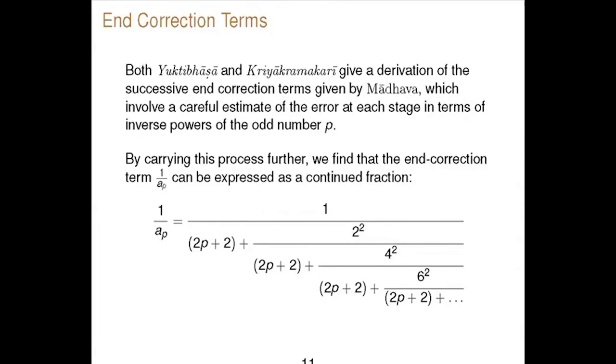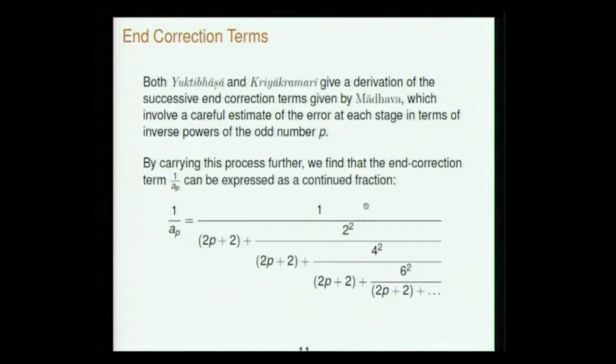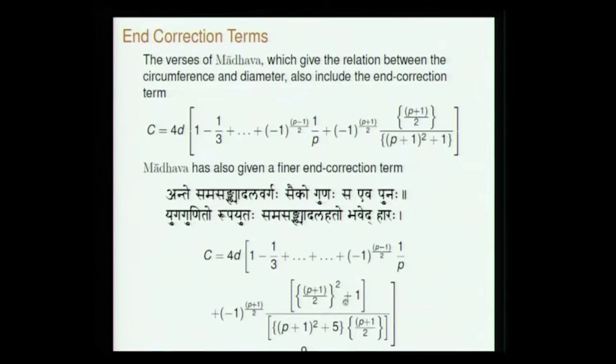continued fractions naturally. So it is 1 by 2p plus 2 plus 2 squared by 2p plus 2 plus 4 squared by 2p plus 2. So 1 by 2p plus 2 is just the lowest order correction, which we have not mentioned at all. 1 by 2p plus 2 plus 4 by 2p plus 2 is the first correction of Madhava. This correction is given by 1 over 2p plus 2 plus 4 over 2p plus 2. This is the third order correction. 4 squared over 2p plus 2 is this correction.